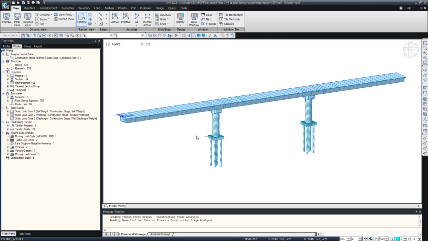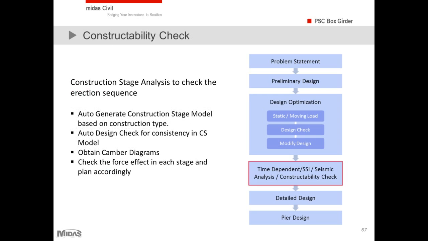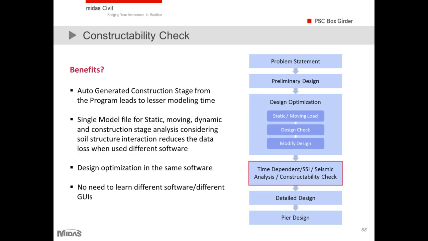You can see I modeled the pier and the pier supports. I did not model the abutments, but if you want to model the abutments, you can also model the abutments based on your wish. Construction stage analysis is automatically obtained from the program. It automatically generates the construction stages, so we can check the constructability and obtain the camber diagrams.